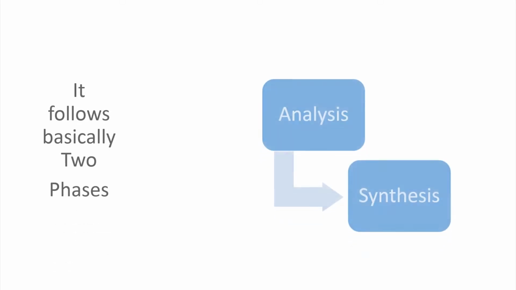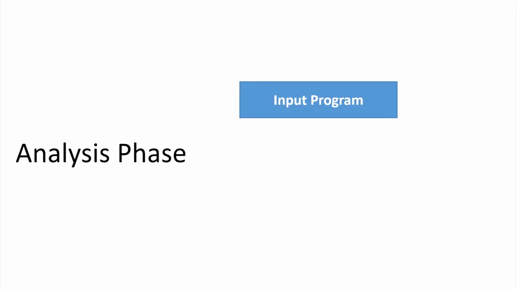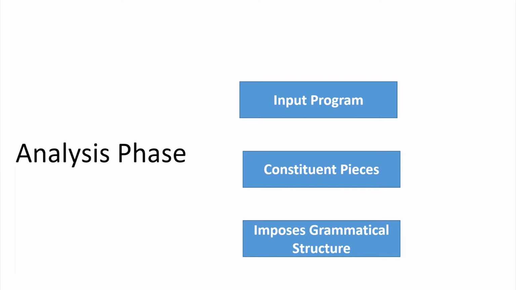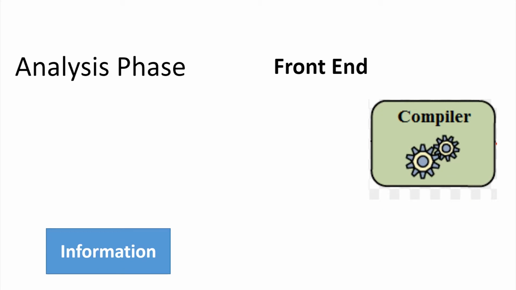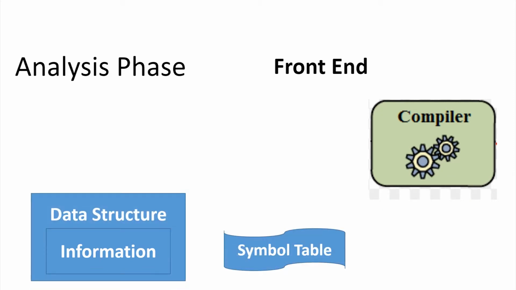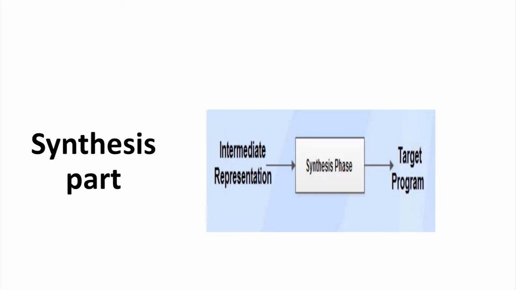These phases are divided into two major parts: analysis and synthesis. The analysis part divides the input source program into constituent pieces and imposes a grammatical structure on them, which it further uses to create an intermediate representation of the source program. It is also known as the front end of the compiler. Information about the source program is stored in a data structure called a symbol table. The synthesis part is the back end of the compiler. It takes the intermediate representation as input and transforms it into the target program.